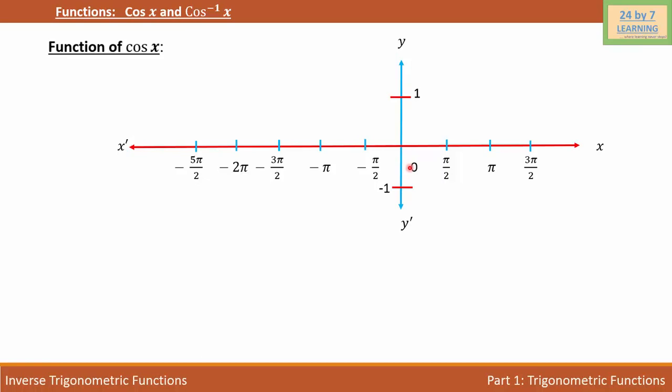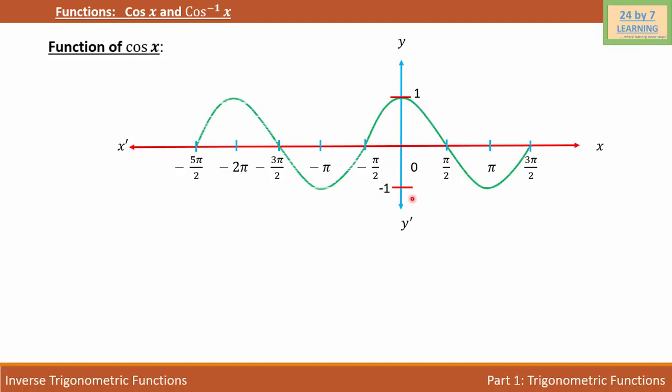This point is origin. I'm considering the point on the right side as pi over 2, pi, and 3 pi over 2. And the point that I'm considering on the left of origin is negative pi over 2, negative pi, negative 3 over 2 pi, negative 2 pi, and negative 5 over 2 pi. The values that I'm considering on the y-axis is positive 1 and negative 1. Now let's graph the function.